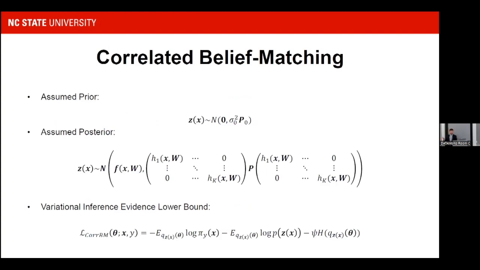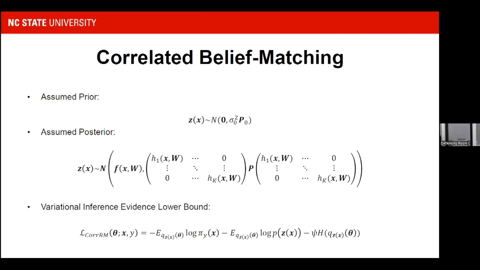So how did we actually do that? We proposed a method called correlated belief matching, which is an extension of another method in the literature called belief matching. These are both instances of something called variational inference, which is another way of doing Bayesian inference where we assume the prior for our quantity of interest, but we also assume the form of the posterior distribution, and we essentially fit the parameters of that posterior distribution using what's called an ELBO loss function, which is what that formula is down there at the bottom.